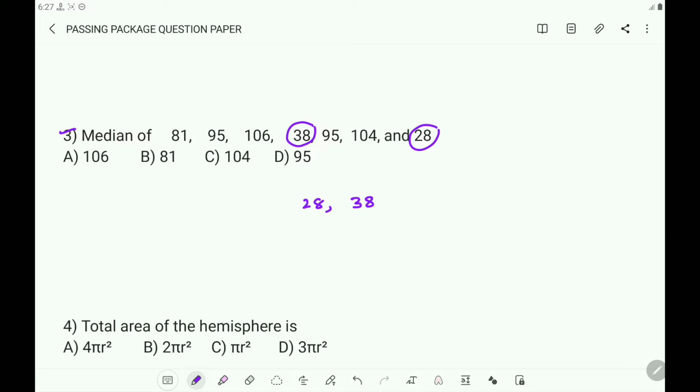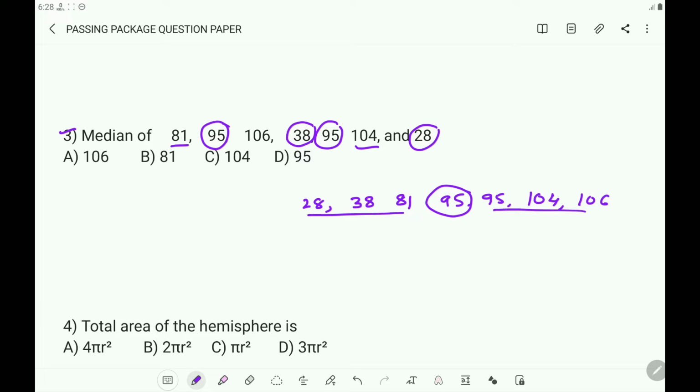Next one is 38. Then you take 81. Then 95, 95, 95, 95. Then you take 104, 106. So 1, 2, 3, 4, 5, 6, 7. Odd number of scores are there. Odd number of scores are there means the middle one becomes the median. So which comes in the middle here? This one. Here 3, here 3. So this is the median.